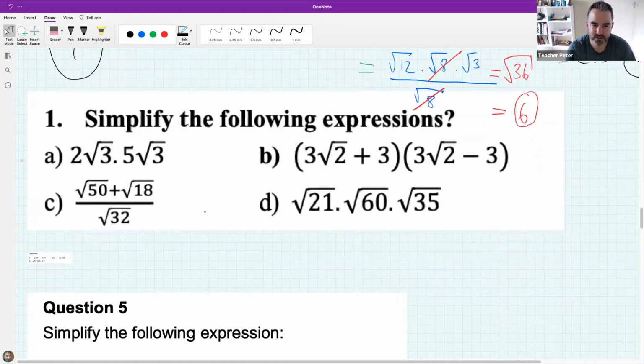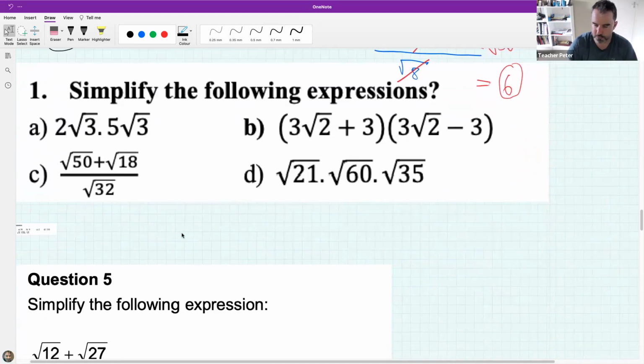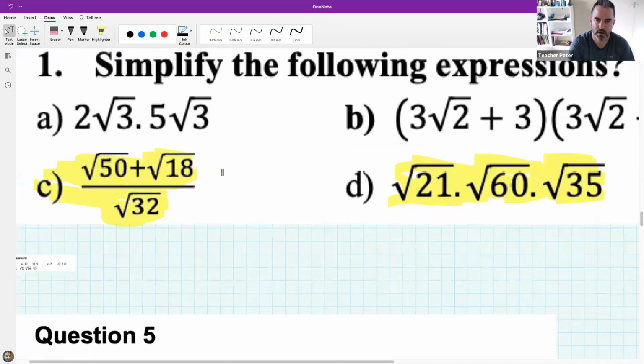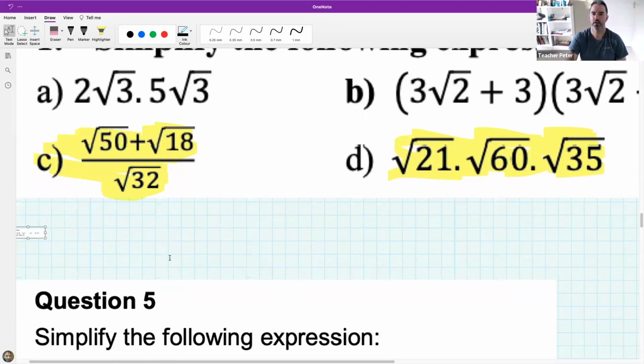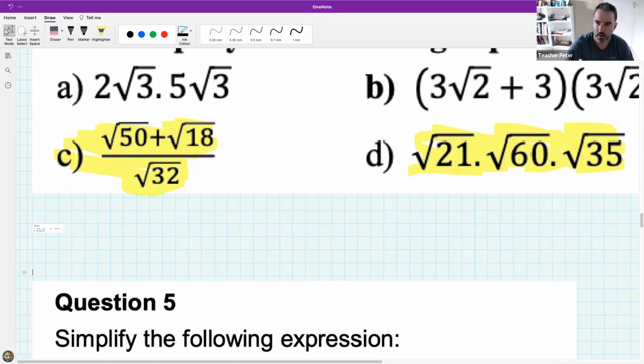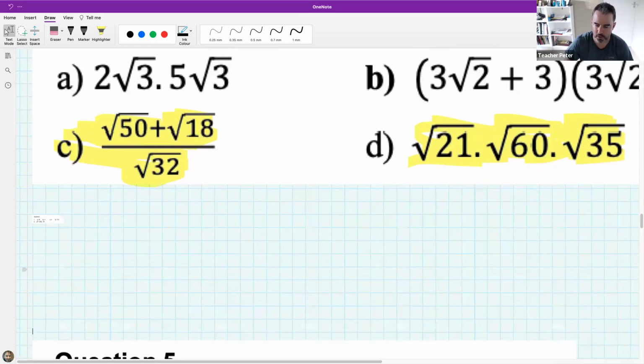All right, let's keep practicing. I want you to simplify C, and I want you to simplify D. Can you simplify C and can you simplify D? And you pop your answer in the chat.